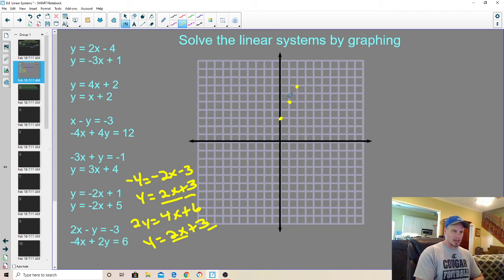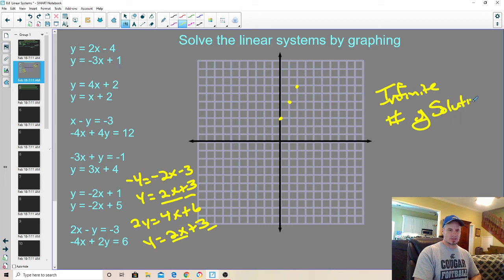Okay, I will draw a line through this, but they're the same line, so how many points do they share in common? Well, you got a line on top of a line, they share all the points in common. So it's an infinite number of solutions. That is a 0. My writing's terrible. That's why I did math. Okay, that takes care of graphing.